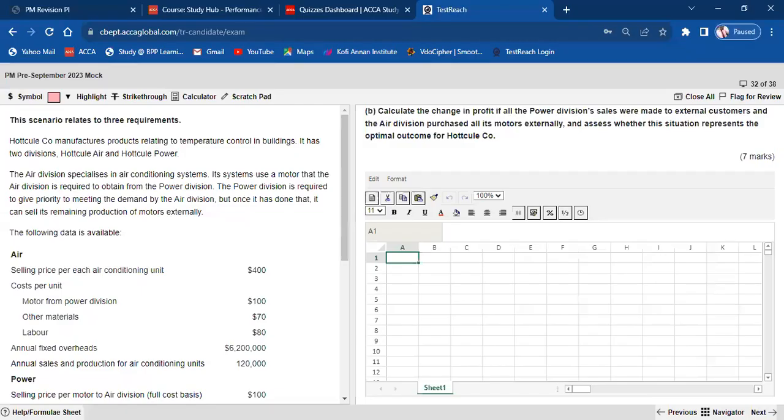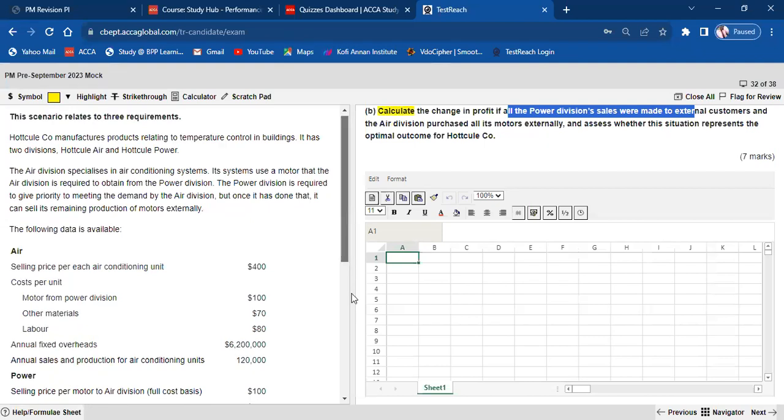So, requirement B, calculate the change in profit. If all the power division's sales were made to external customers and the air division purchased all its motors externally, now you've got to answer the question according to what has been said. Now the condition is that all the power division sales were made to external customers.